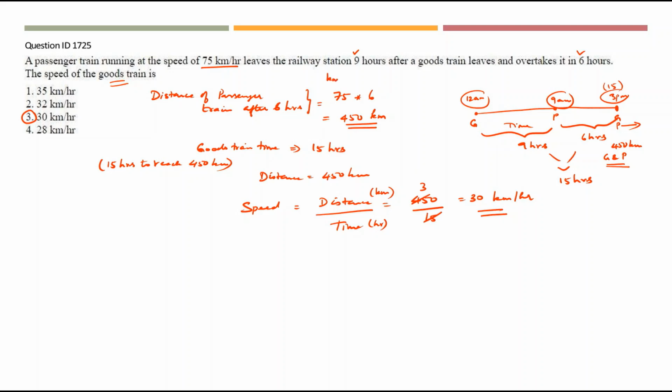75 is kilometer per hour into 6 hour. Hour and hour will get cancelled and only kilometer will be retained. Always try to work with the metrics or the units. Only then you will have the correct metric or unit when you mark the answer.